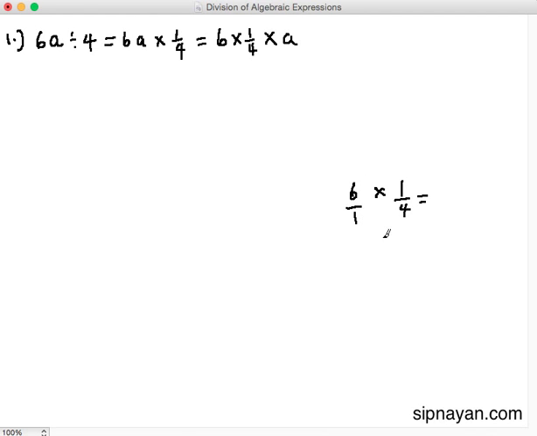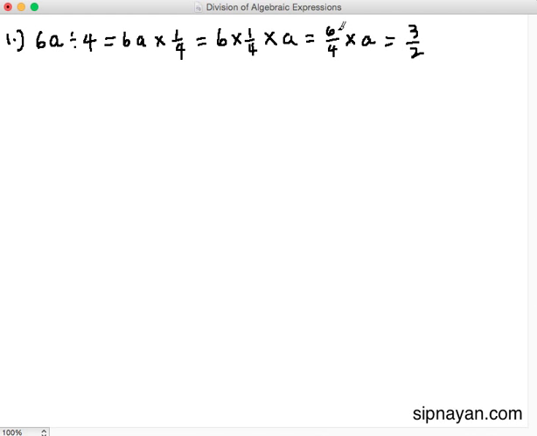So pag nag-multiply tayo ng fraction, madali lang kasi i-multiply lang natin yung numerator tapos kunin natin yung product, yun yung numerator ng fraction, at yung product ng denominator, yun din yung magiging denominator ng ating resulting fraction. So magiging 6/4 yan, no? 6/4 times a, no? And then, ang 6/4, pwede natin siyang i-reduce to lowest terms by dividing 2, dun sa both numerator and denominator.